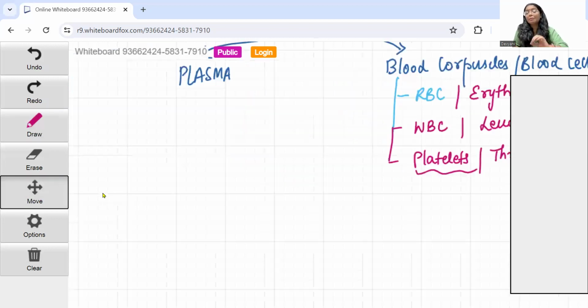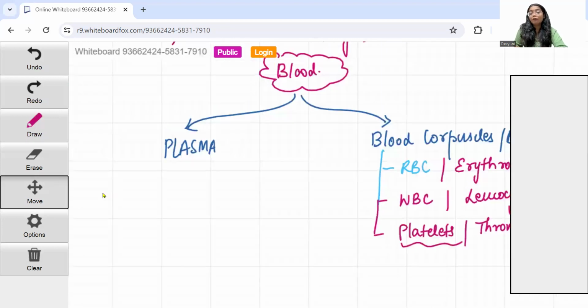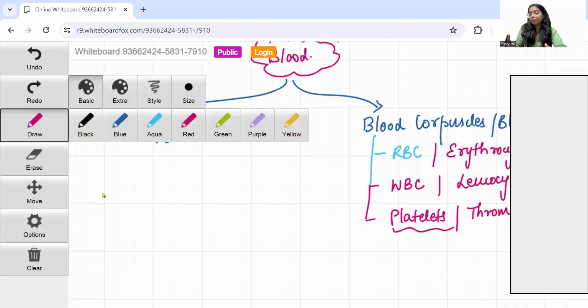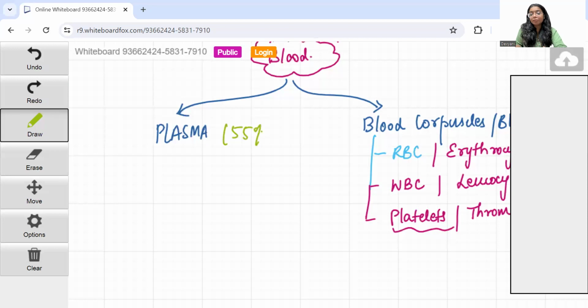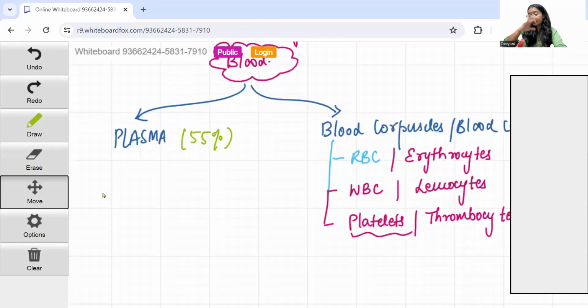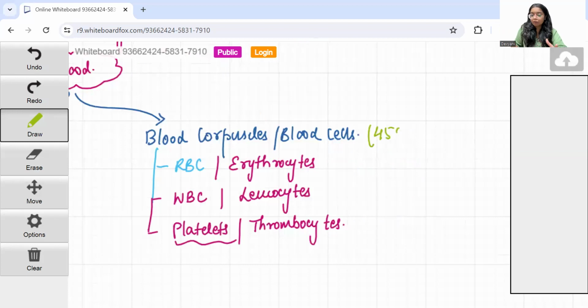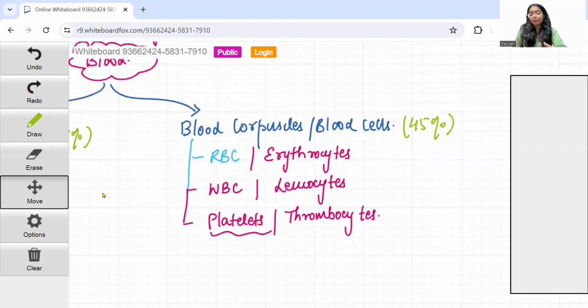When we talk about the plasma, since blood is a fluid connective tissue, most of the fluid part you see in the blood is the plasma. The major part of the blood is plasma: 55% of the composition of 100% blood is plasma, and the leftover 45% is your blood corpuscles, right?